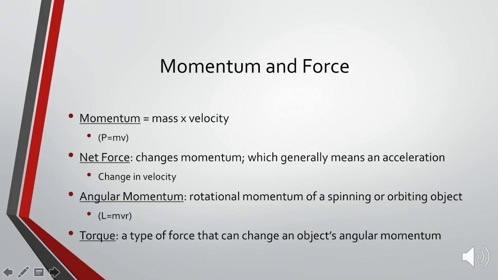Momentum and force. Momentum is mass times velocity. It depends on three factors: speed, direction, and mass. Net force changes momentum. This generally means a change in acceleration. Angular momentum is the rotational momentum of a spinning or orbiting object. Torque is a type of force that can change an object's angular momentum.